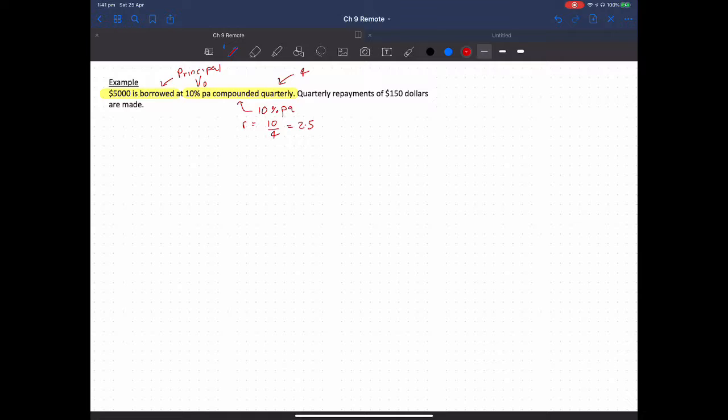So we now have two things. V0 is 5,000, and we have the quarterly interest rate of 2.5%. We also know big R is equal to 1 plus the little r on 100, which is 1 plus 2.5 on 100, which is 1.025. So now we have two things for the equation.